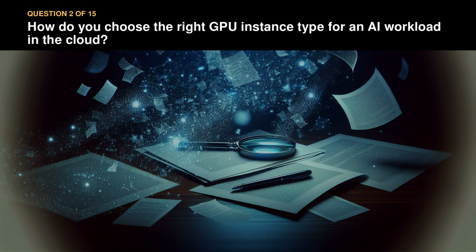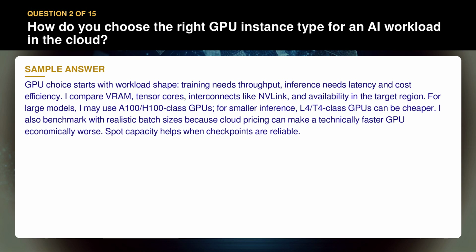Question 2. How do you choose the right GPU instance type for an AI workload in the cloud? GPU choice starts with workload shape. Training needs throughput, inference needs latency, and cost efficiency. I compare VRAM, tensor cores, interconnects like NVLink, and availability in the target region. For large models, I may use A100, H100 class GPUs. For smaller inference, L4, T4 class GPUs can be cheaper.